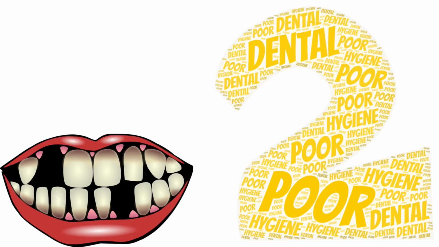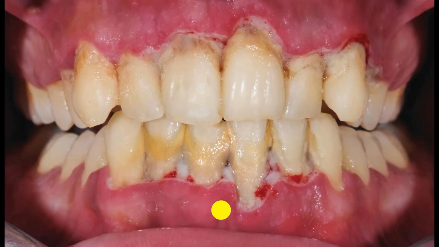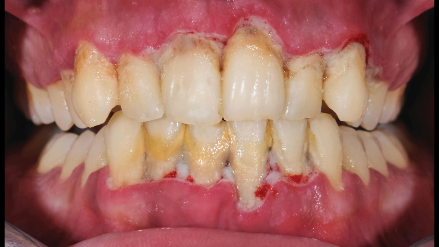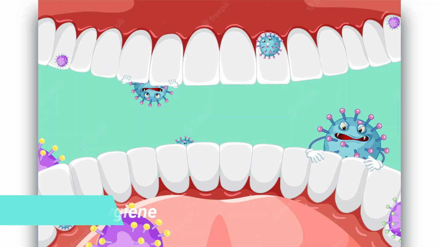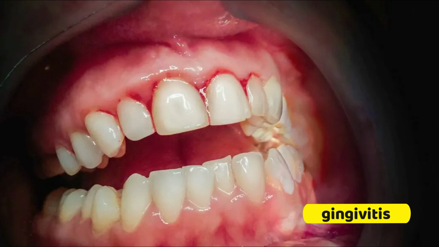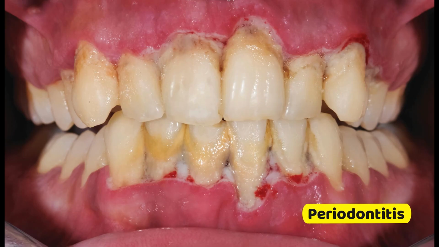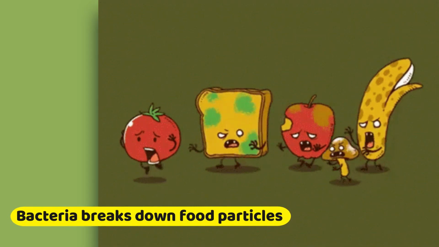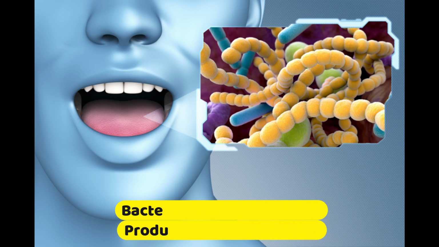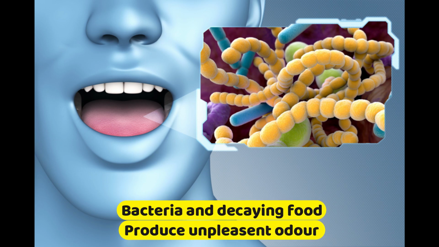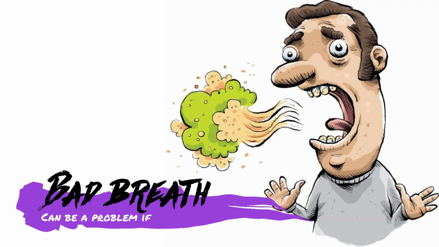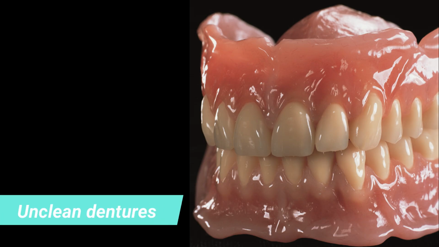The second reason is poor dental hygiene. The most likely cause of oral malodor is the accumulation of food debris and dental plaque on the teeth and tongue, which results from poor oral hygiene and resultant gingivitis, that is the gingival inflammation, or periodontal inflammation, which is periodontitis. Bacteria break down food particles that are trapped in the mouth. The combination of these bacteria and the decaying food in your mouth produces an unpleasant odor. Bad breath can also be a problem if you wear dentures and you don't clean them every night.